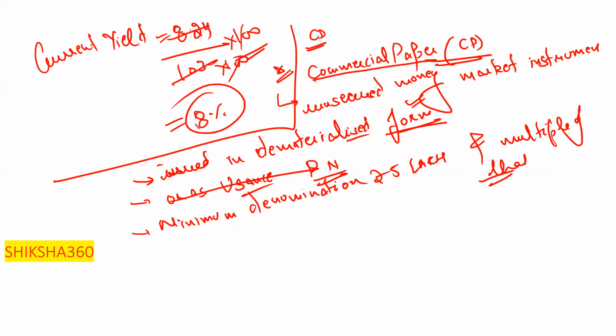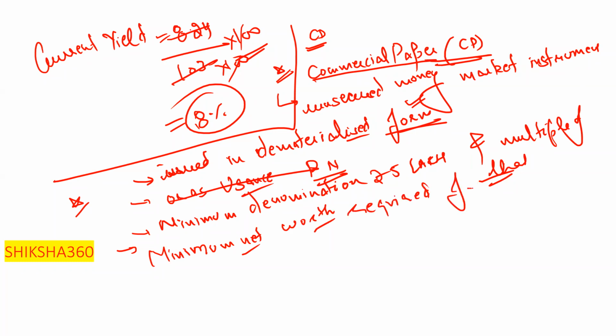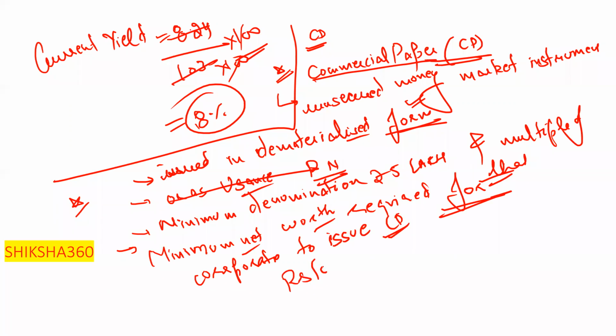And a very important point, which I think they also asked last time: the minimum net worth required for corporates to issue commercial paper. What is the minimum net worth? It is to be rupees 100 crore.